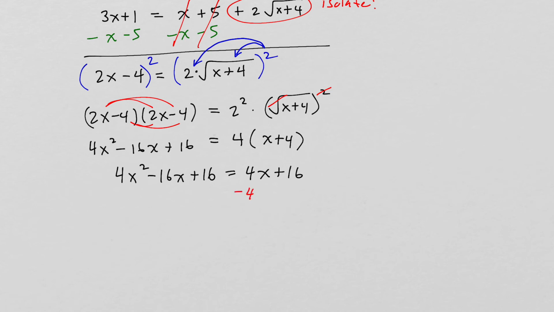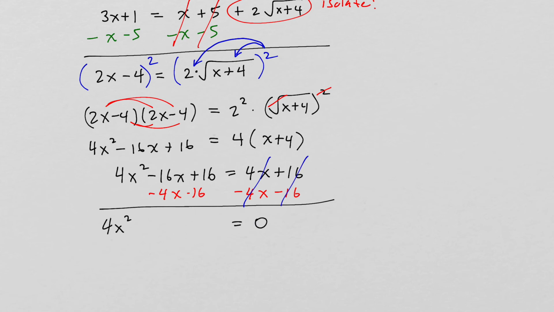So when you have a quadratic, you want to subtract the terms from one side to set it equal to 0. So I'm going to subtract 4x from both sides, subtract 16 from both sides. This gives us 0 on the right-hand side. And on the left-hand side, we have 4x squared minus 20x. We get a nice little bonus cancellation right here.